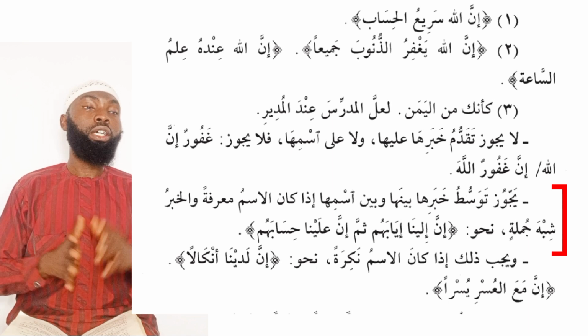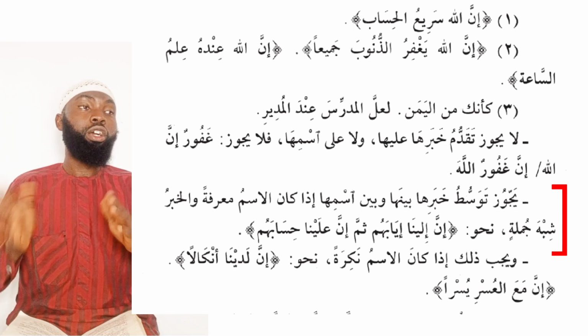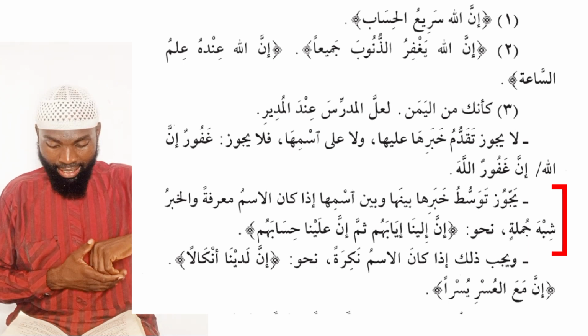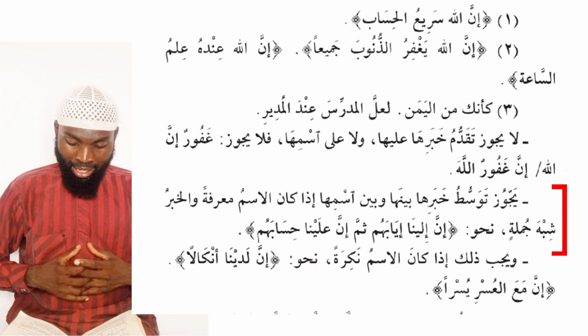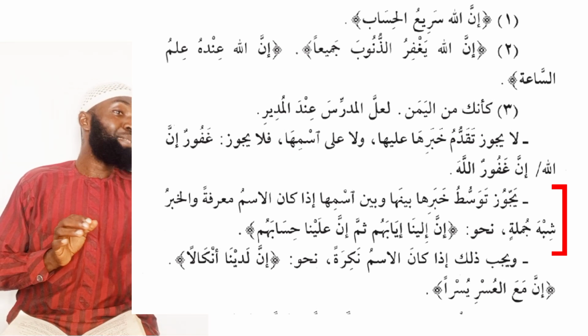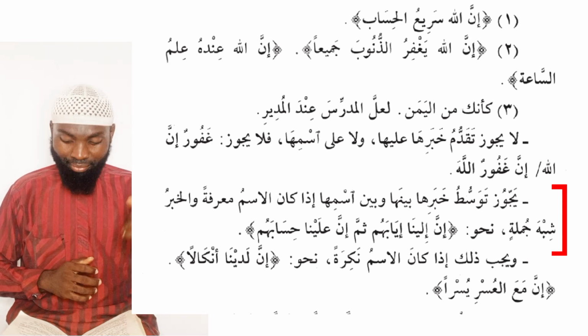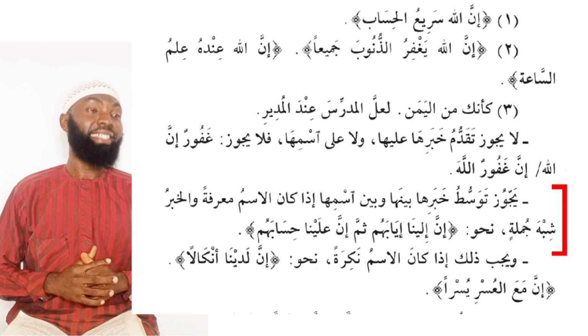Another thing you need to learn here is that يجوز توسط خبرها بينها وبين اسمها. It is allowed that the khabar should come in between it and the ism. So the khabar can come between the inna and also the ism. إذا كان الاسم معرفة وخبر شبه الجملة. That is, if the ism, the noun, is what? Coming as a definite noun, and the khabar is coming as the like of a sentence.